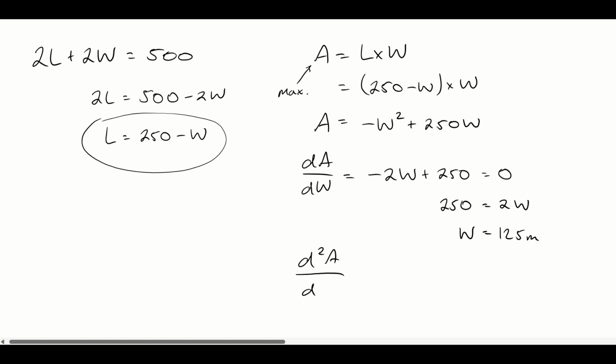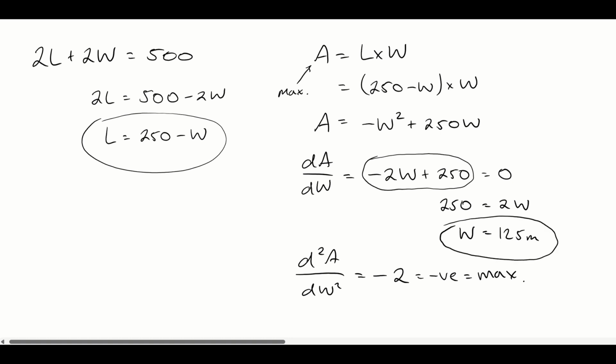So we can check that this is a maximum by differentiating again. So we use the double derivative test. So the second derivative would just be negative 2. So we're just differentiating this bit. And well, it doesn't matter what my value for W is. Negative 2 is always negative, which means I have a maximum. So this width at 125 meters maximizes my area.